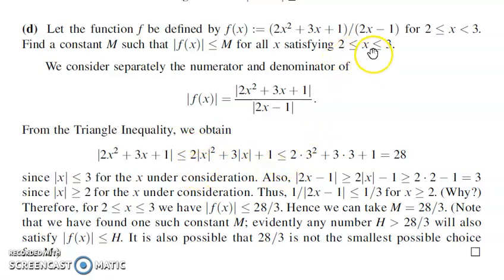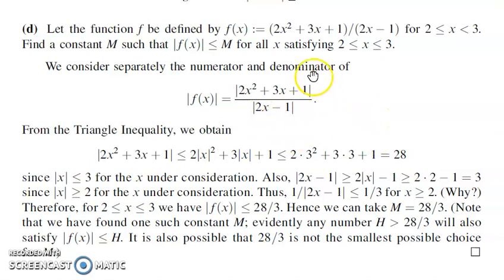In order to maximize this function, we have to substitute the maximum value. Here the maximum value is 3. So we substitute 3 here: 2 into 3 square plus 3 into 3 plus 1, which by simplification gives 28. So modulus of 2x square plus 3x plus 1 should be less than or equal to 28 whenever x is in between 2 and 3. Now we have to find another number q such that modulus of 2x minus 1 is greater than q.